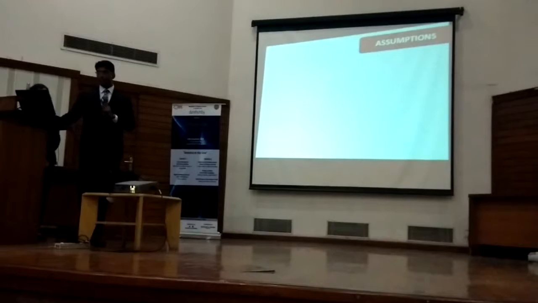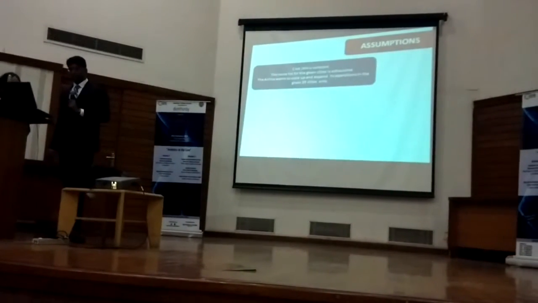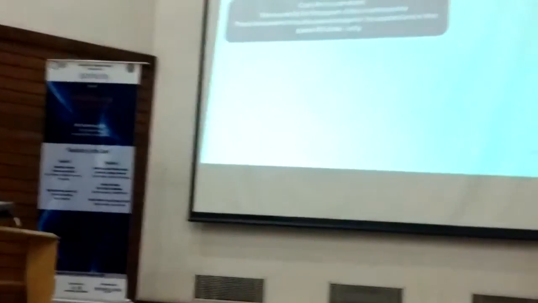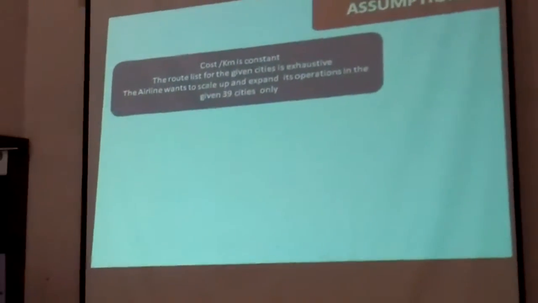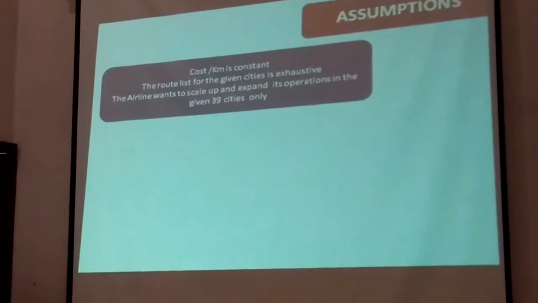Now, before we start with our analysis, there are certain assumptions that we have made. First and foremost is cost per kilometer is constant. We were asked to calculate the profitability, but only revenue is given and nothing is mentioned about the cost. So profit can only be calculated when the assumption of cost per kilometer being constant, or some assumption, is made. So we have made this assumption.